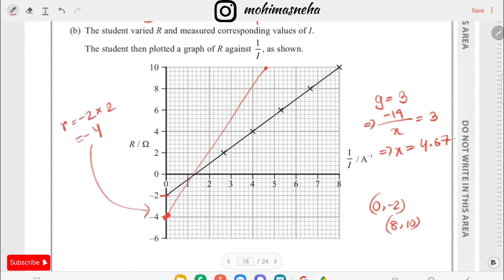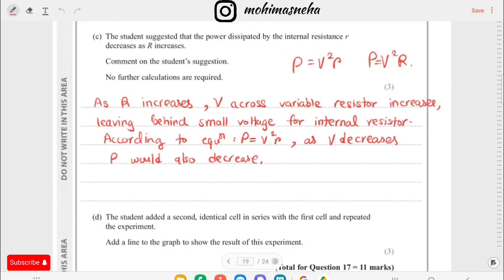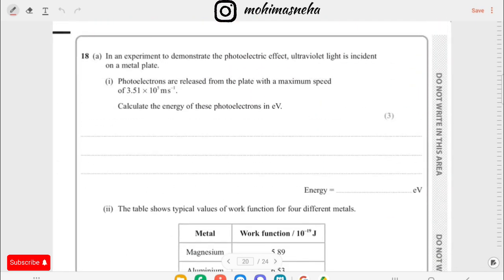We're not using negative values because the graph only has positive sections, right? And current is a scalar quantity. It doesn't have negative values. So even if your calculation gives you a negative value, you should use positive sections in this section. We are done with question 17. I hope question 17 was clear. We'll move on to question 18, the last question of this paper.